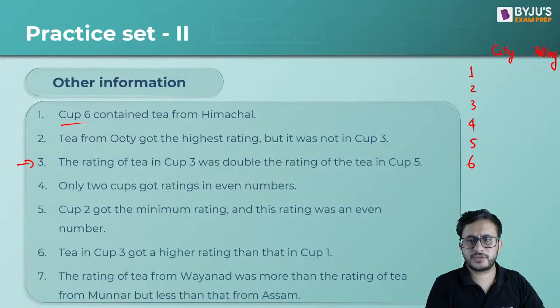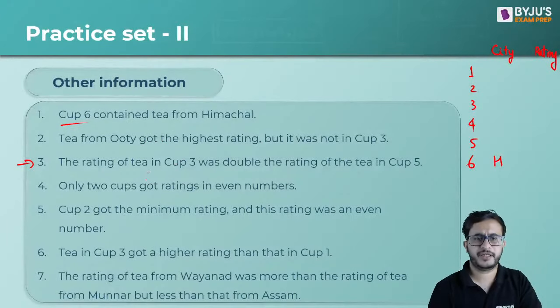Okay, so 6 is from Himachal. Tea from Ooty got the highest rating. It was not in cup 3. The rating of tea in cup 3 was double that of rating in cup 5. So cup 5 will be some number, and cup 3 will be double of that.